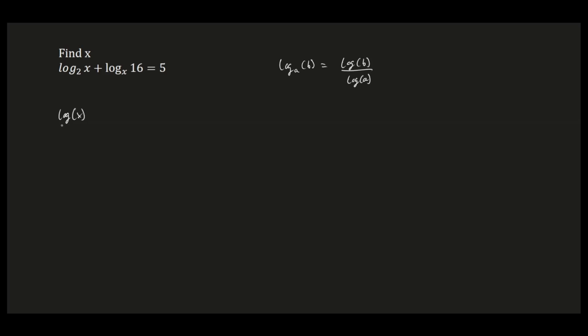logarithm of x over logarithm of 2 plus the logarithm of 16 over the logarithm of x is equal to 5. So now we can multiply both sides with the logarithm of x to get rid of this logarithm here in the denominator.